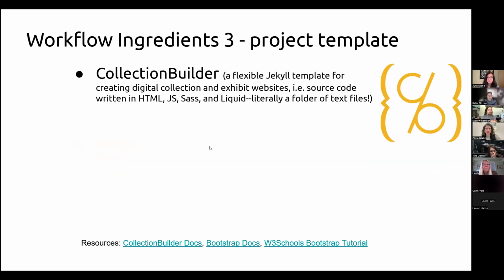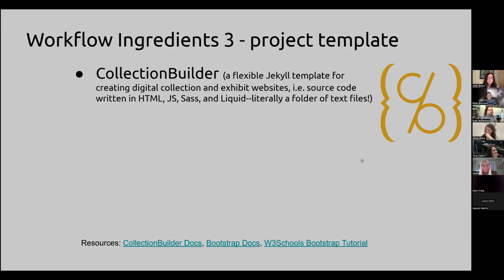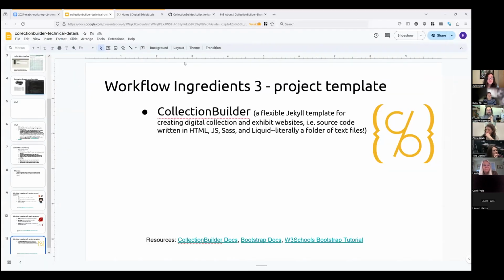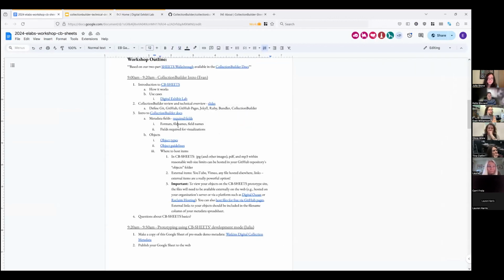And then the third part is that project template. Again, we're going to use Collection Builder Sheets today. And so there's just a template of source code that has HTML, JavaScript, CSS, Liquid. It's literally just a folder of text files that are ready to have your content put into them that Jekyll can transform into the digital collection site. And so that's just to give you a breakdown at a really high level. But what we need to do now is change to, we'll talk about the objects.